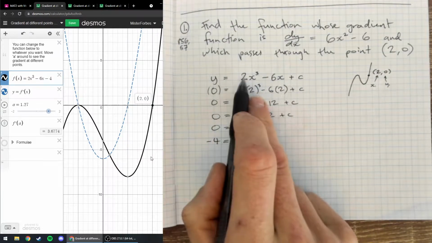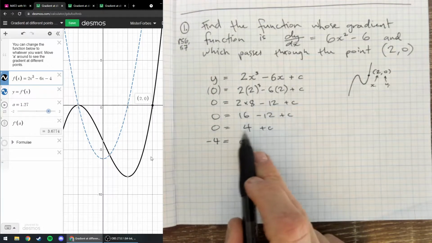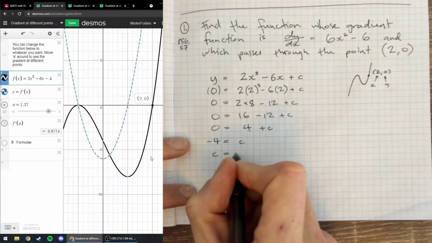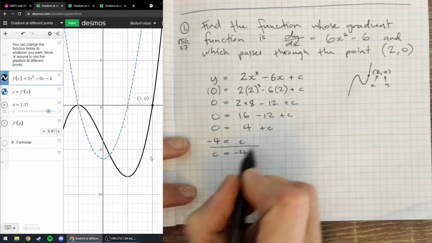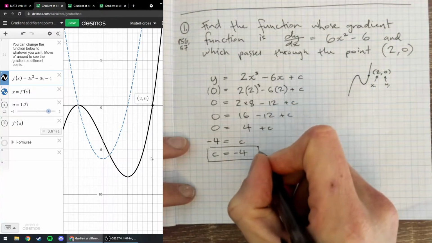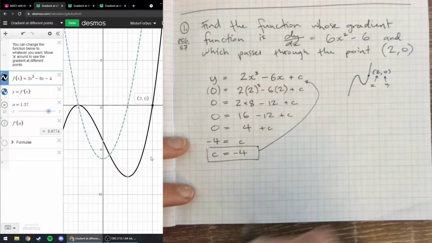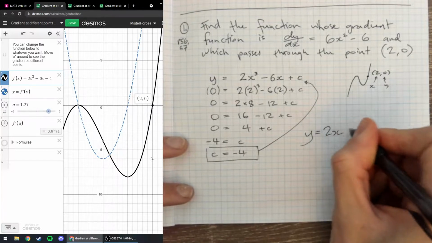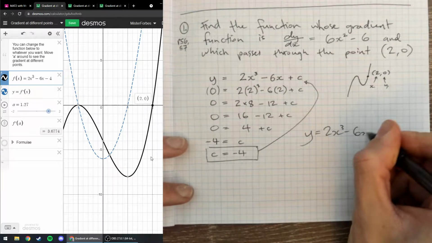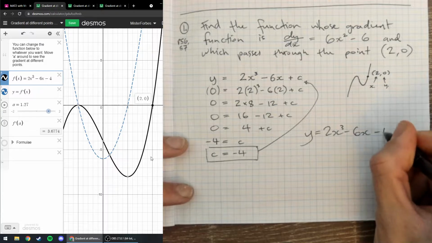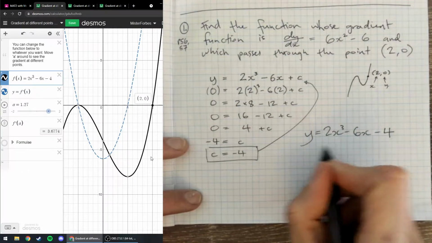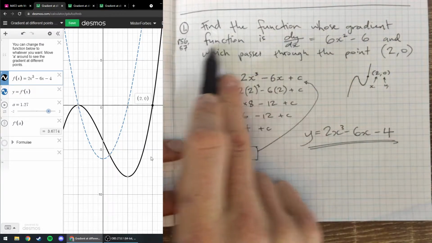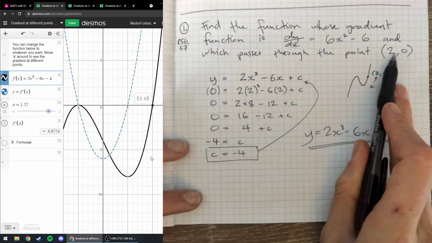The other thing is, before you're finished, you need to actually rewrite it out again. So now that we have found our c value, we know that c equals negative 4. We just need to substitute that back into our original function. So it's going to be y equals 2x cubed minus 6x minus 4. Alright, so that is the function whose gradient function is this, and it passes through the point 2, 0.